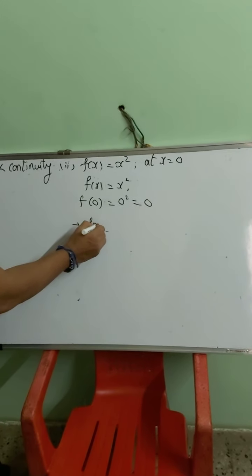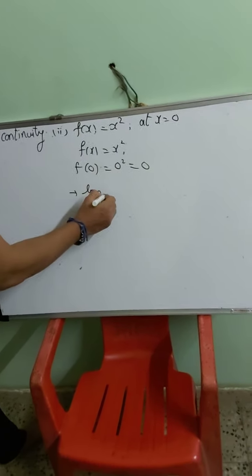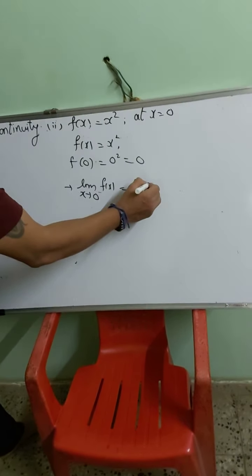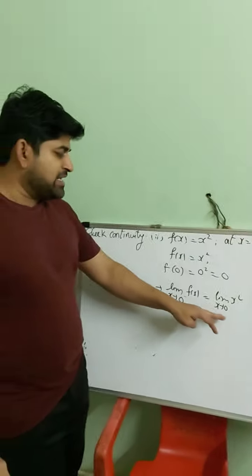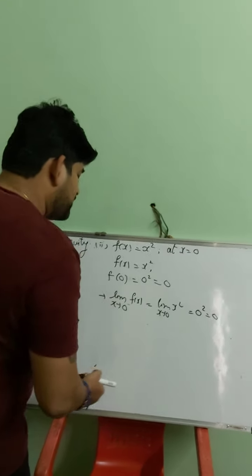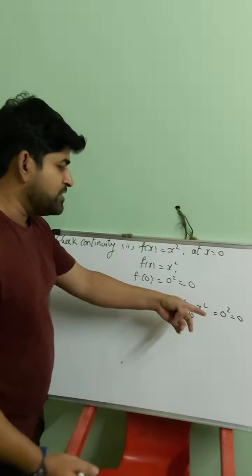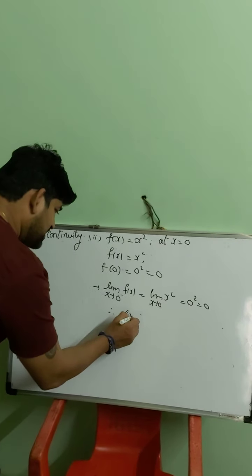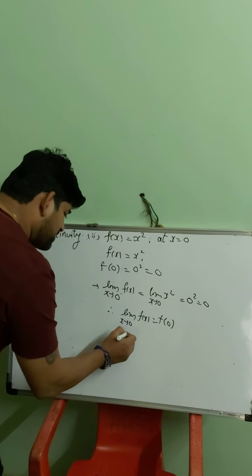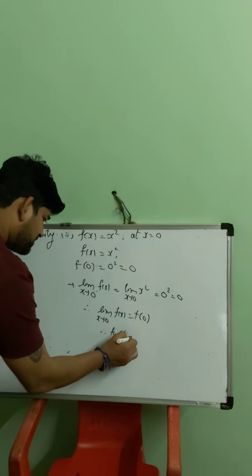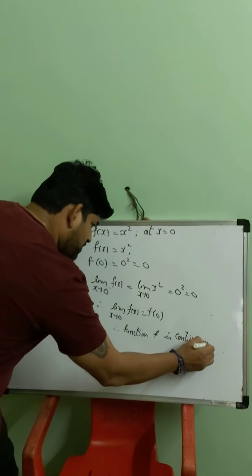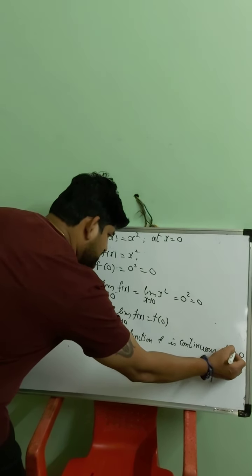Second thing, limit x tends to 0 of f of x. F of x is x square, so limit x tends to 0 of x square. Now by putting x equals 0, it is not 0 by 0 form, so you can replace this value. So I get 0 square equals 0. These also exist, and both have the same value. So by definition, limit x tends to 0 of f of x equals f of 0. Therefore function f is continuous at x equals 0.